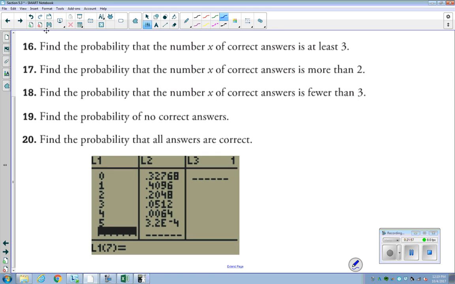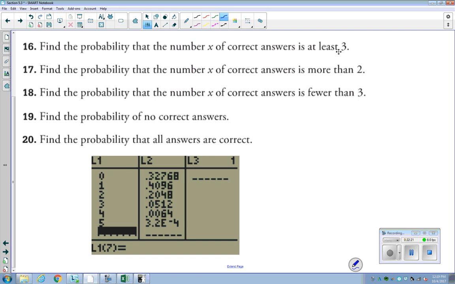So it makes it a lot easier now to answer 16, find the probability that the number X of correct guesses is at least 3. What am I going to do? I'm going to add the probability for 3, the probability for 4, and the probability for 5. Okay?